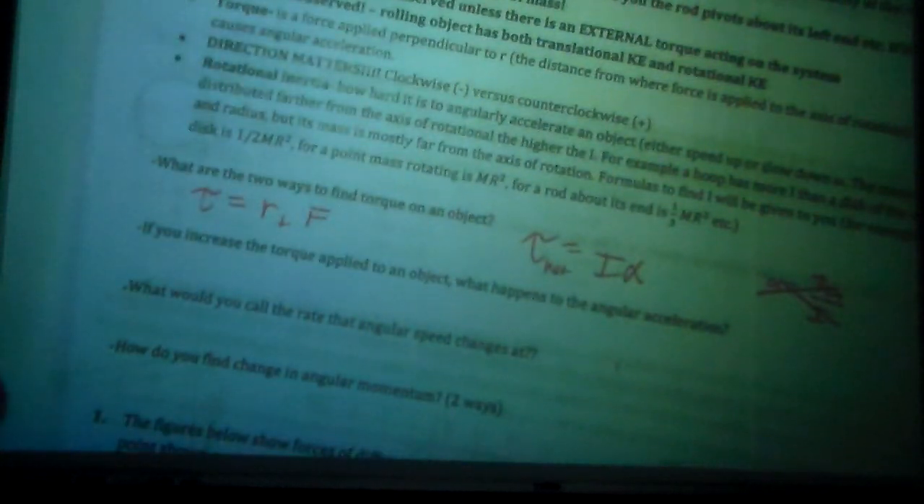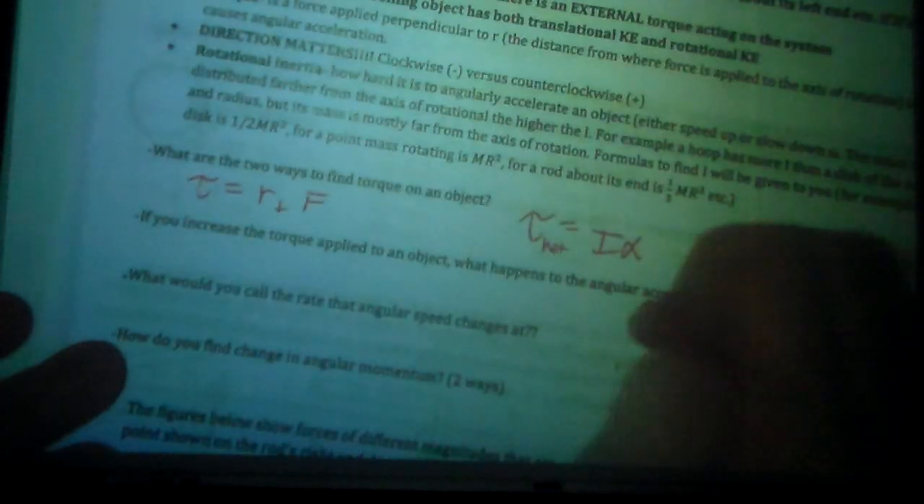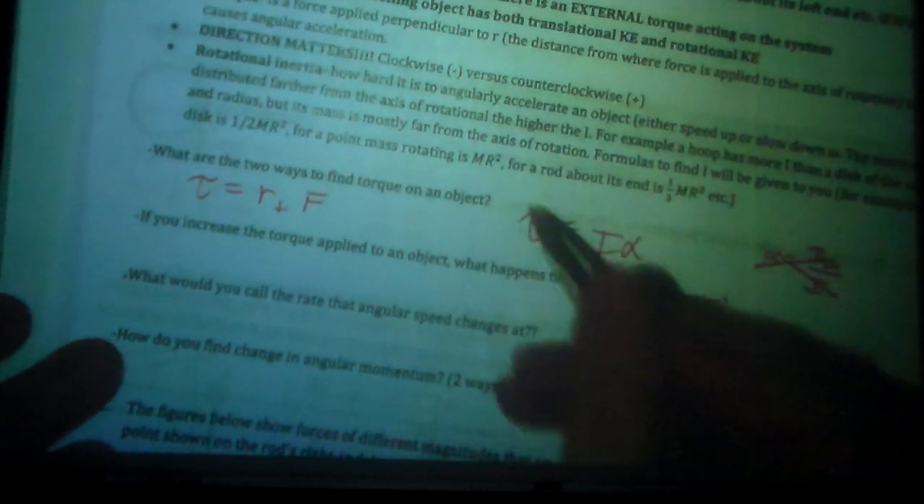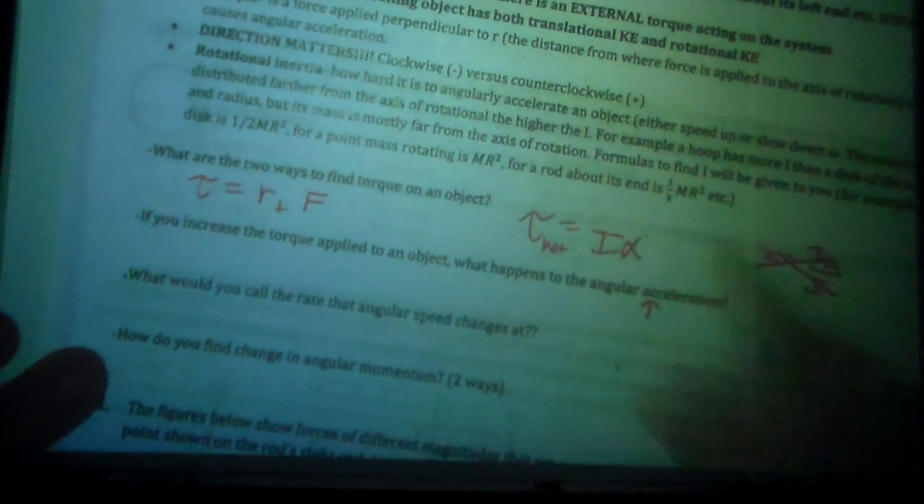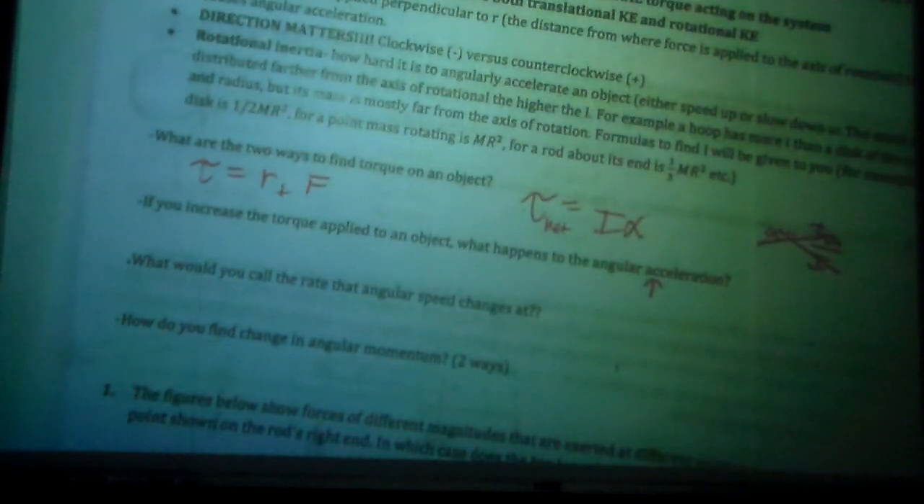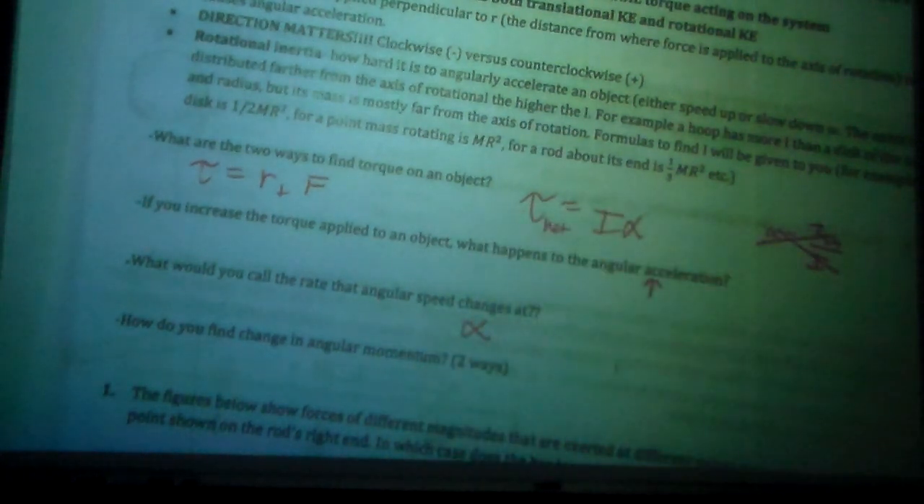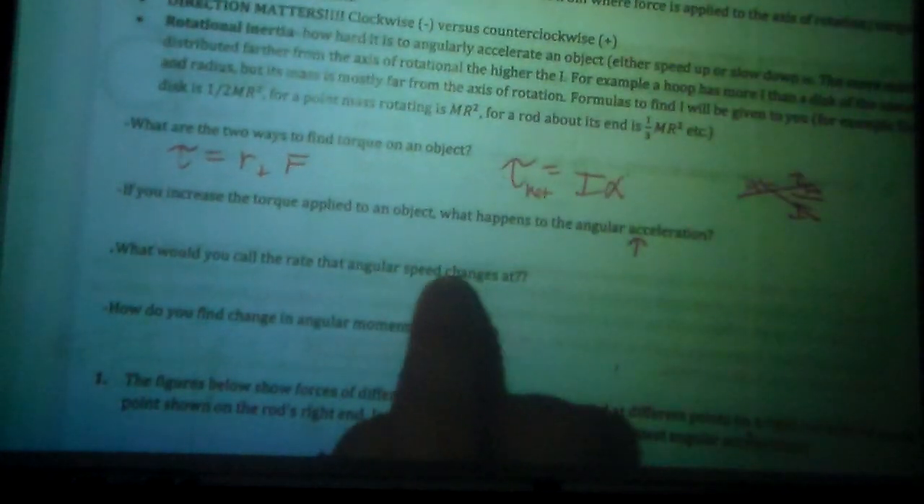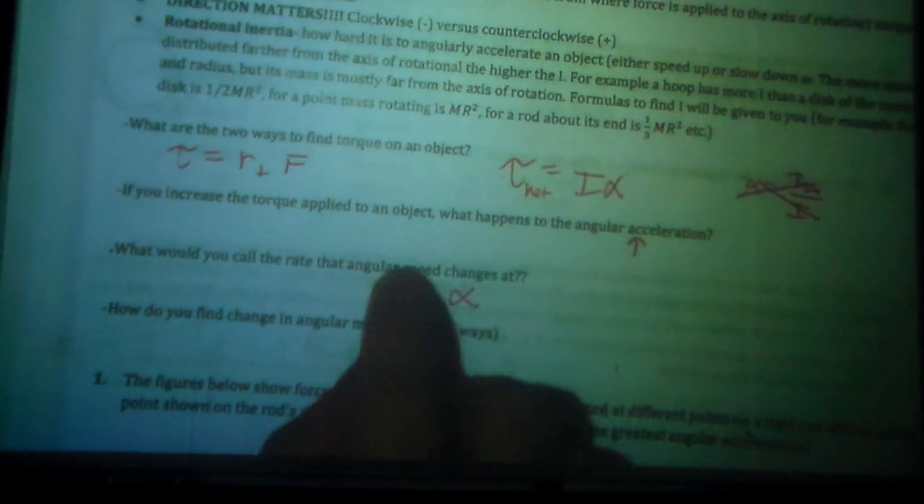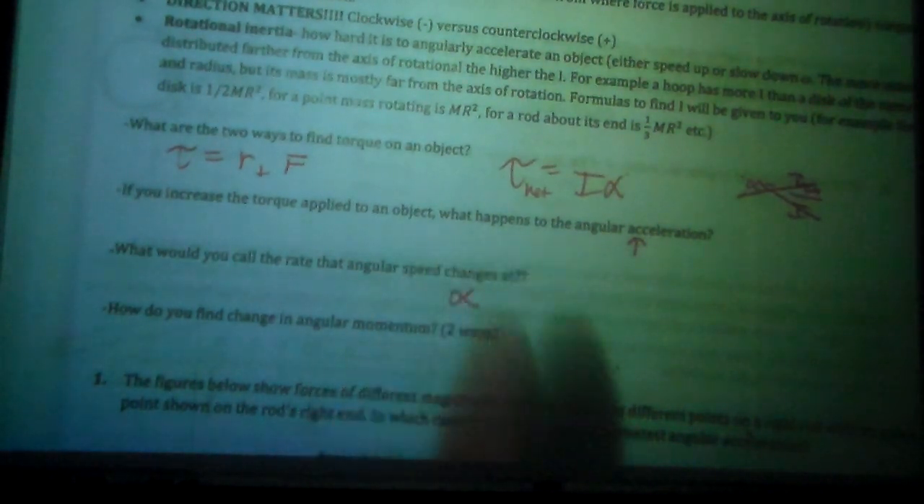If you increase the torque applied to an object, then the angular acceleration would increase because of this relationship, right? If you have more torque, you'll have more angular acceleration. The rate that angular speed changes is your angular acceleration, because that's what acceleration is, right? The rate that velocity changes.